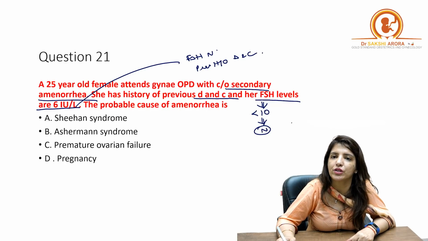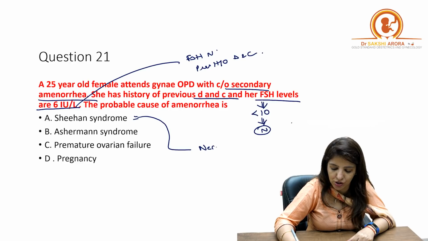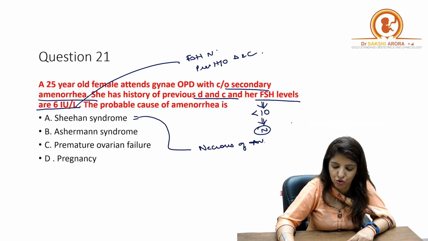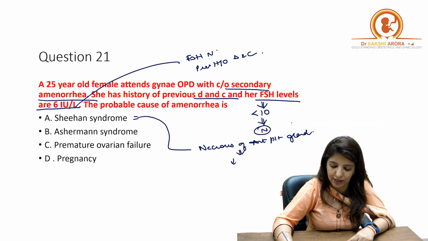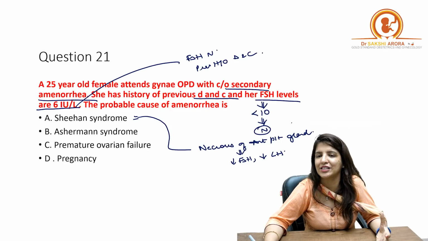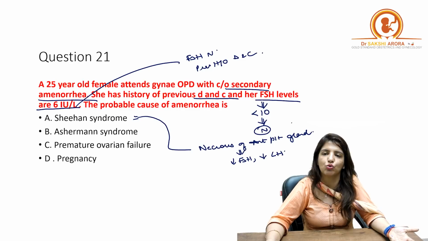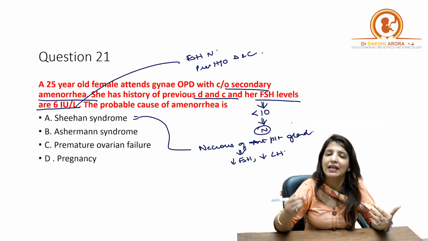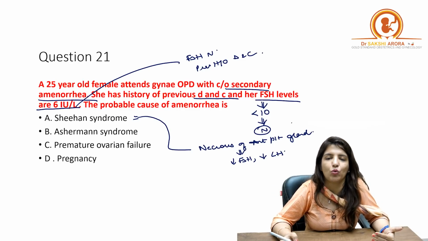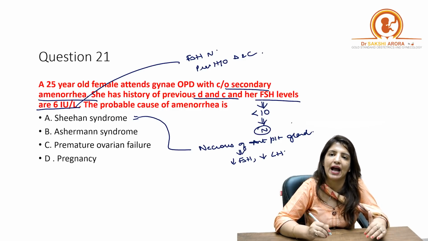Right? So with this background, we will have to see what options have been given. The first option which was given to you was Sheehan syndrome. In Sheehan syndrome, there is necrosis of the anterior pituitary gland. Now, because there is necrosis of the anterior pituitary gland, the levels of FSH will decrease and the levels of LH will decrease, right? So, postpartum necrosis of anterior pituitary gland, that is what is Sheehan syndrome. And if anterior pituitary gland is necrosed, the levels of LH and FSH will be less. Right? And over here the question is saying that the FSH levels are normal, so it cannot be Sheehan syndrome.